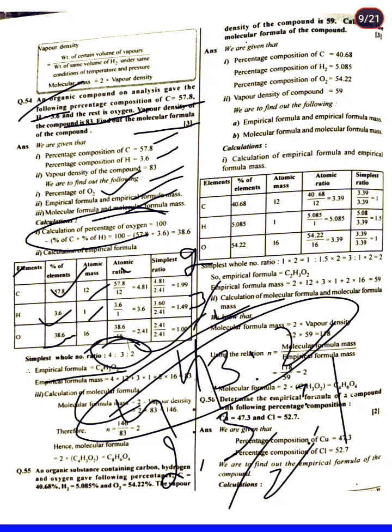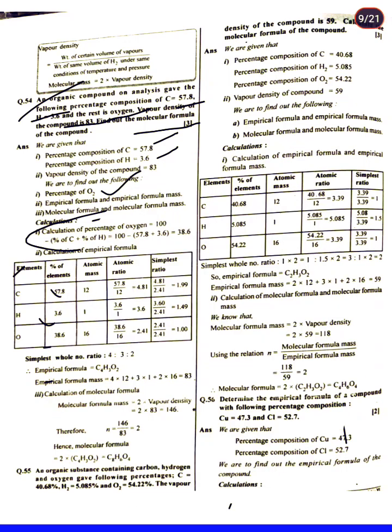C4H3O2, this is the simplest formula. Okay, so for calculation of the molecular formula, the molecular formula mass is equal to twice the vapor density. So we get the molecular formula mass, and therefore the n value can be calculated by molecular formula mass divided by the empirical formula mass. It will give the value n, then the molecular formula can be written as n multiplied by the empirical formula, so we will get the value C8H6O4. This is the formula.